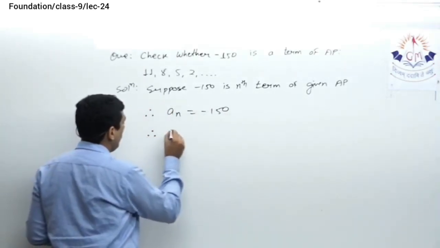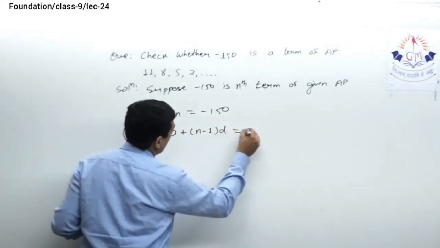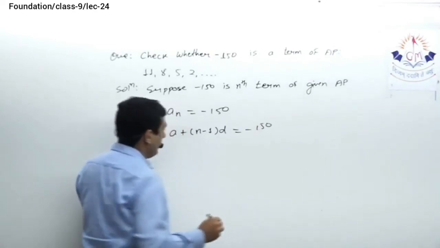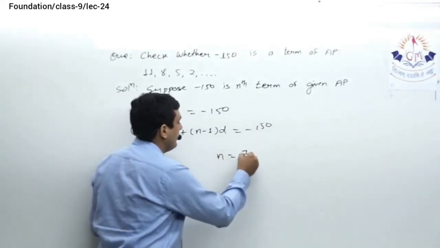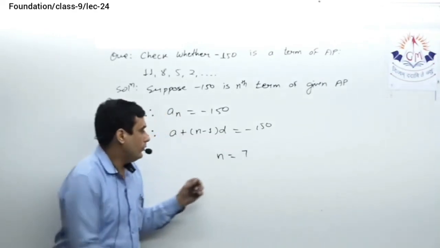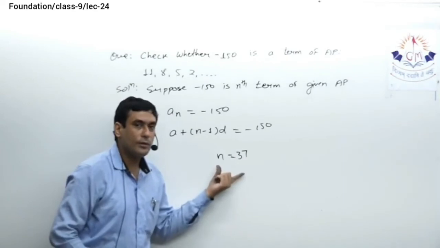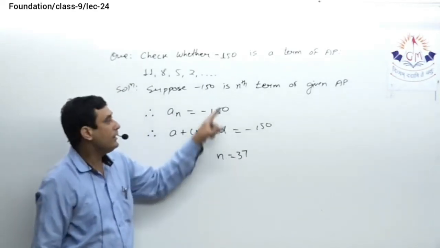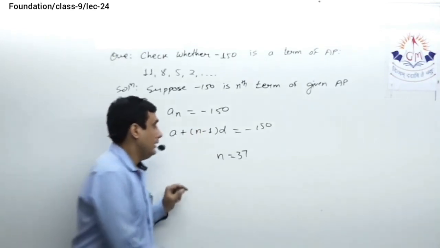Now on applying the formula, a plus (n minus 1) into d is equal to minus 150. Now suppose I solve this and I get n equal to 37. If I get n equal to 37, I can simply say yes, the 37th term of the AP is minus 150.